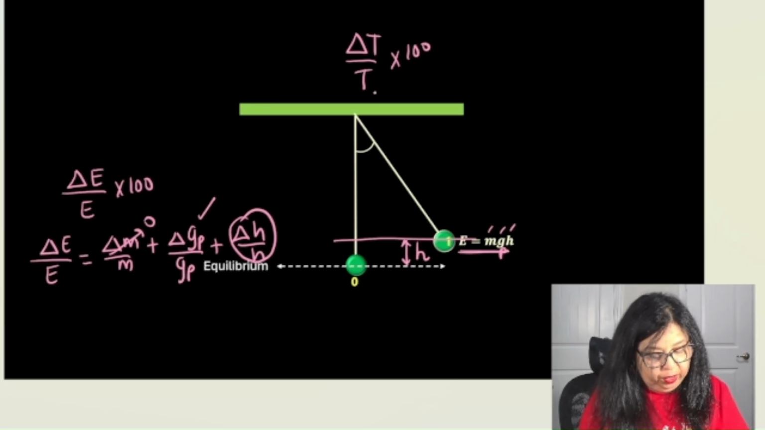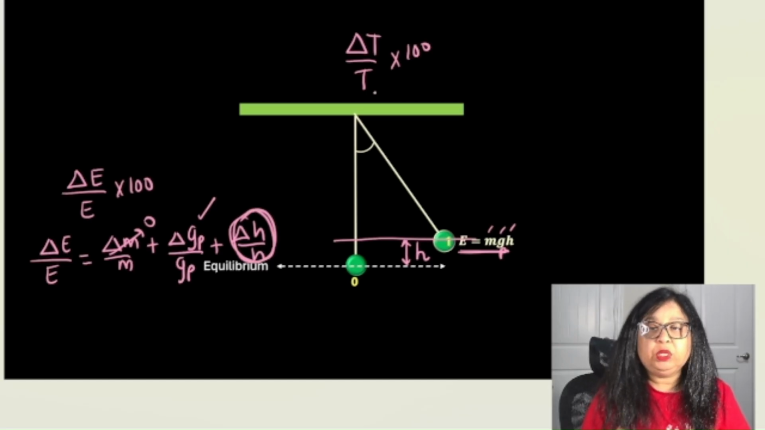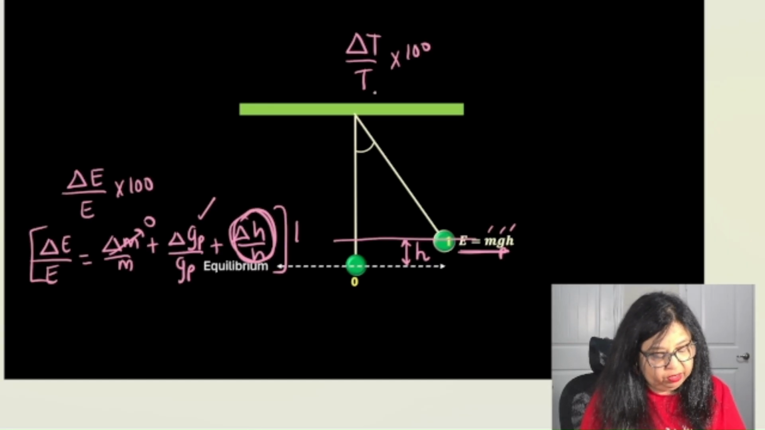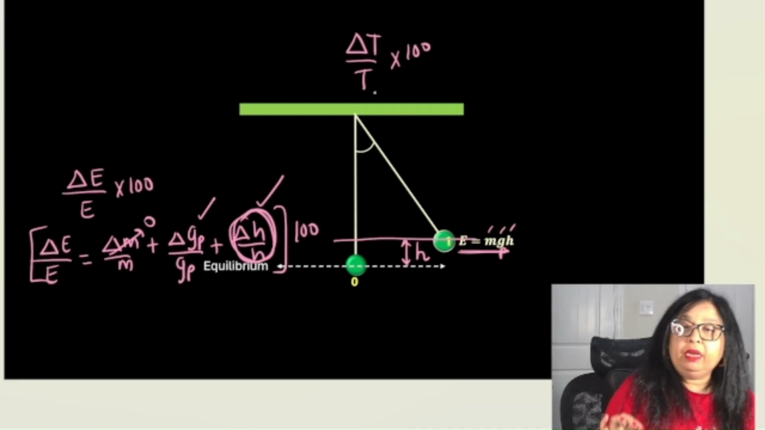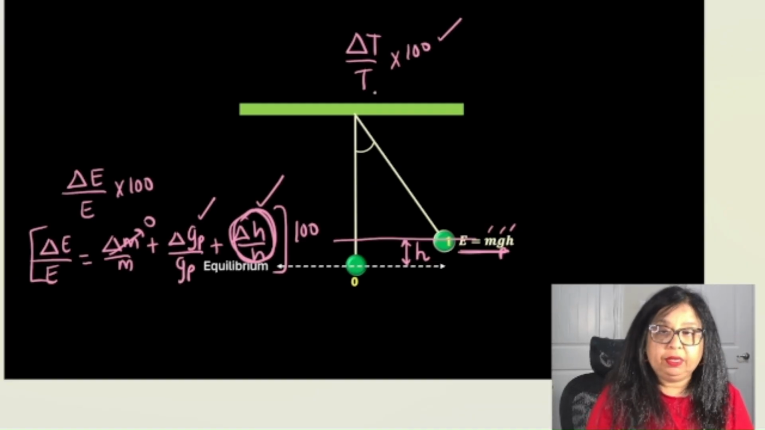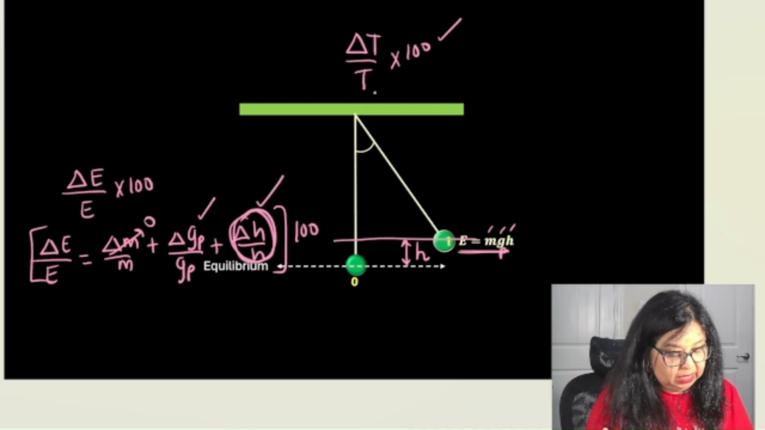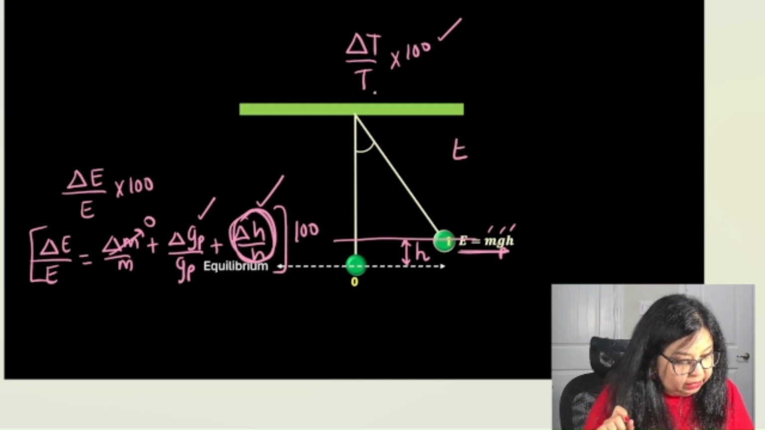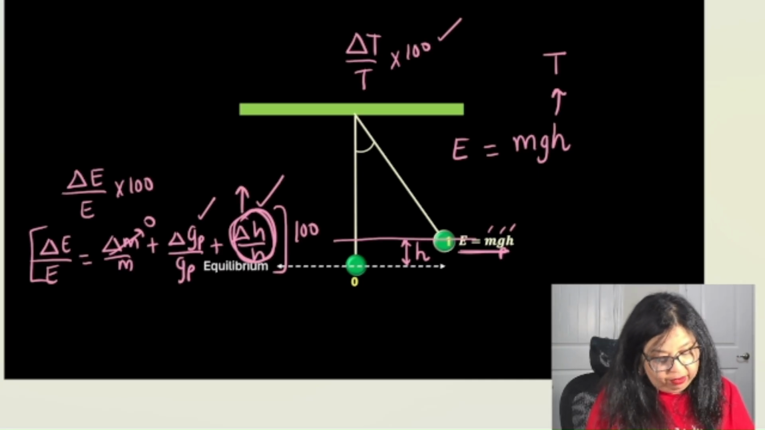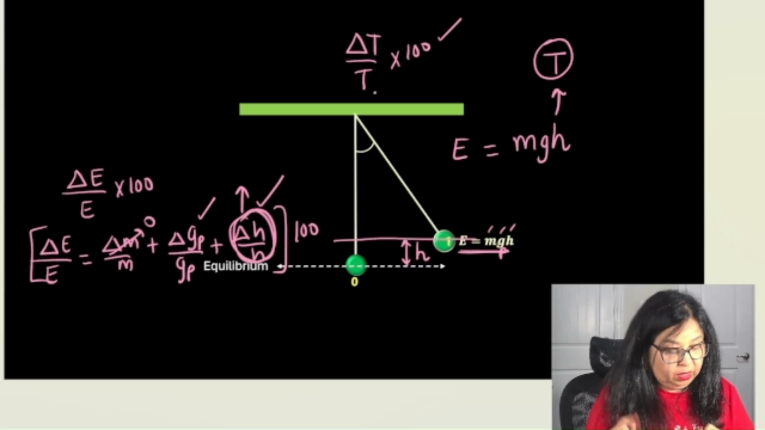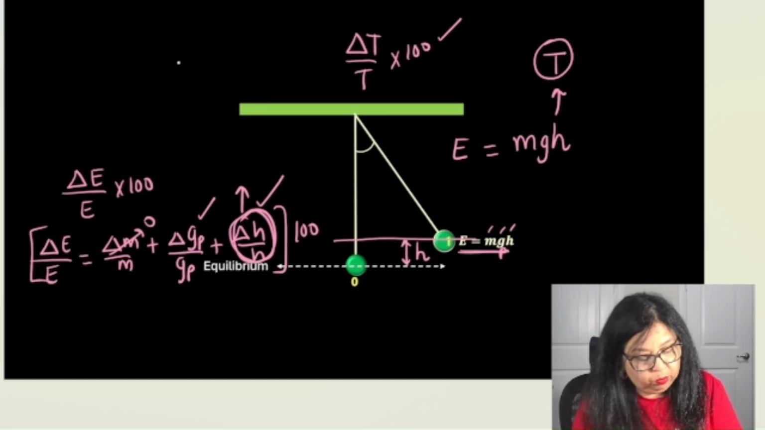So that means we need to somehow represent the percentage error in the height. Okay, multiply it all by 100 to make it percentage error. If we could somehow represent this percentage error in height by percentage error in the time period, then we have the problem solved, right? So think about this. If in this equation E equals mgh, you could somehow write h in terms of t, then over here, instead of the percentage error in h, you will have some sort of percentage error in the time period.